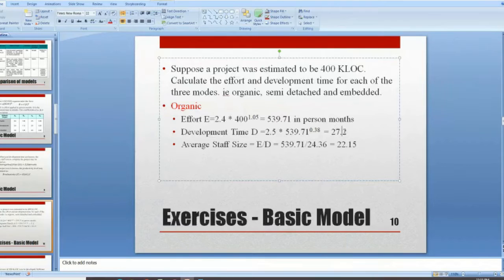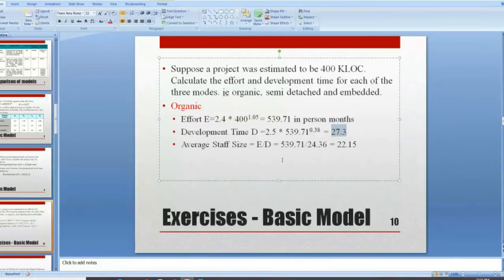What do you mean by this 27.3? The result we are getting is 27.3. So it means that development time will be 27.3 months to complete the project. Okay. So this is the effort, and this is your coefficient, okay? And it will take 27.3 months to complete the project.